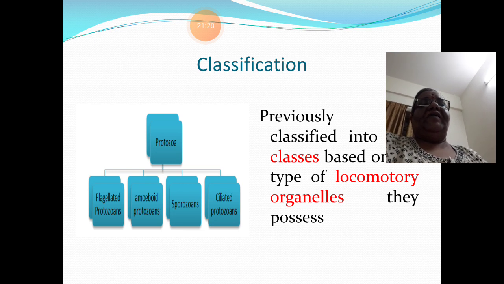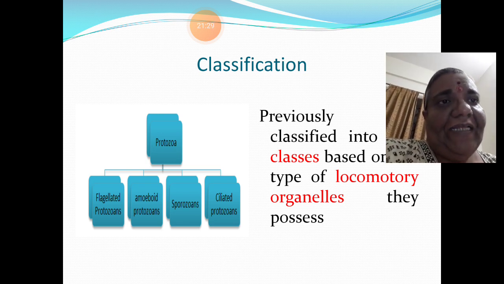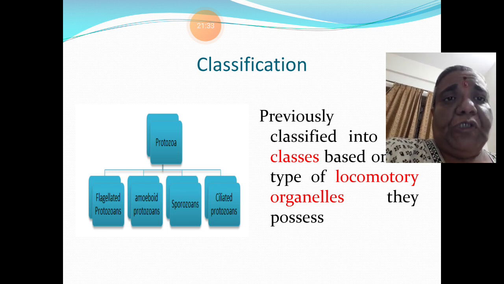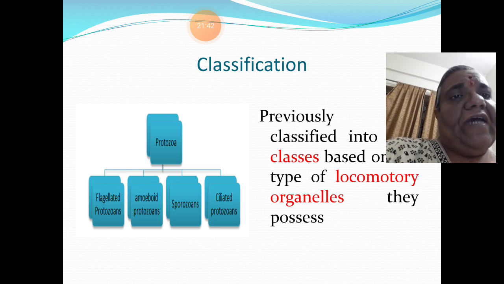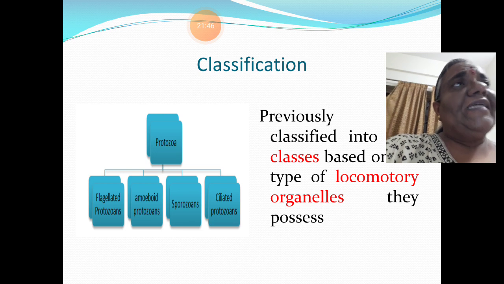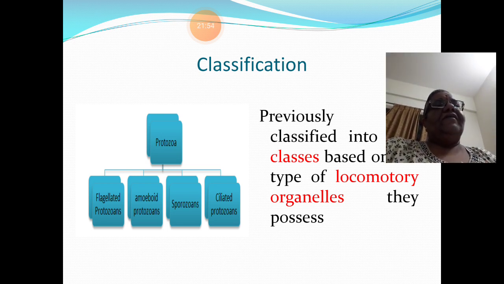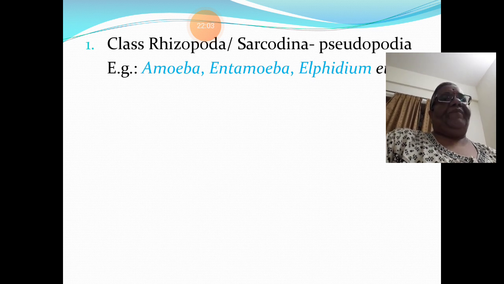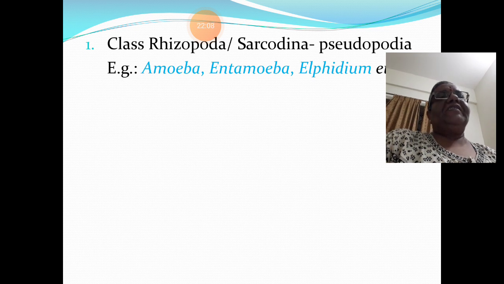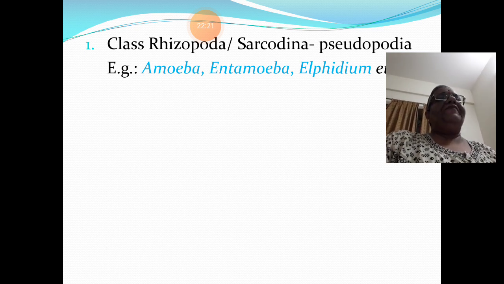So you can see a diagram here, a flowchart. Protozoa is divided into four groups: flagellated protozoans, Flagellata; amoeboid protozoans, that is Sarcodina or Rhizopoda; then sporozoans, with no locomotory organs in them; then ciliated protozoans like Ciliata, Paramecium or Vorticella, etc. Let us study in detail the classification pattern. Class 1, Rhizopoda or Sarcodina, both mean the same. Here, pseudopodia happen to be the locomotory organelle. Best example, Amoeba, Entamoeba, Elphidium, etc.